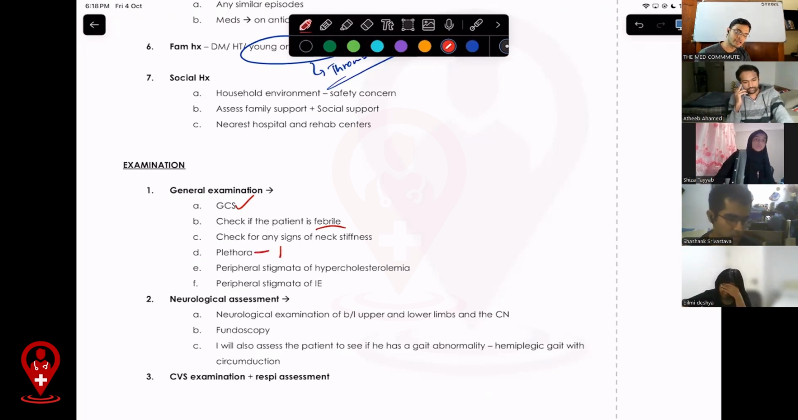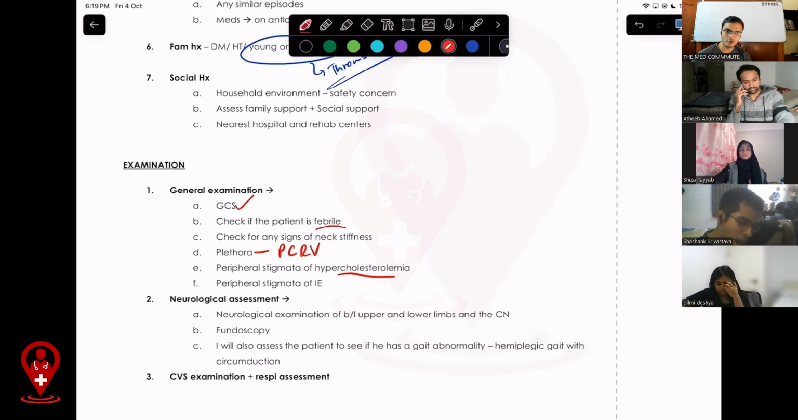Plethora in the case of what, guys? Polycythemia rubra vera, excessive RBC production. So their entire face and these areas appear reddish in appearance. That is another risk factor we discussed. And peripheral stigmata of hypercholesterolemia. These are the same things we have talked about for ischemic heart disease, guys. So you can look for corneal arcus, tendon xanthomas, xanthelasmas. These kinds of things you have to look for. And peripheral stigmata of infective endocarditis. Again, we have discussed this in the previous class. You're looking for all these features.